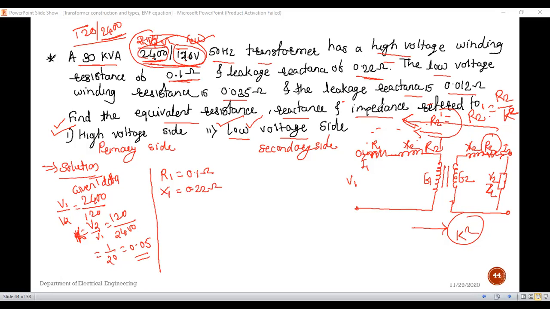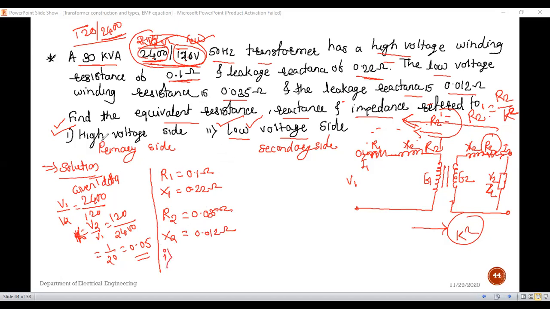Similarly, low voltage side value is given. Low voltage side I will represent, this low voltage is nothing but the secondary side. So I am representing that R2 is equal to 0. How much is it? 0.03, right? Yes, 0.03 ohm. Similarly, X2 is equal to 0.012 ohm.